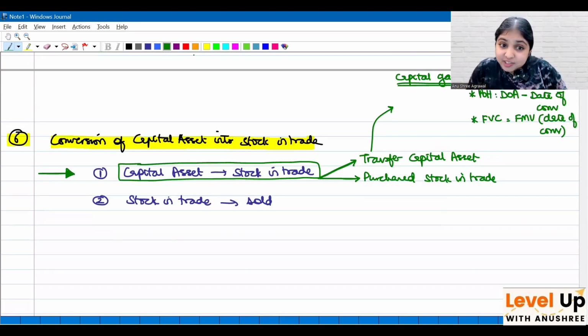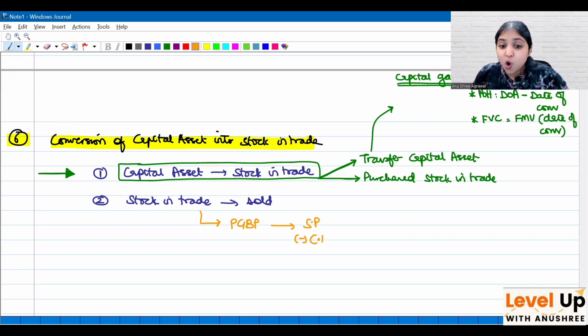When you purchase stock in trade, will any head of income be affected? No. But when you sell the stock in trade, now PGBP will come into the picture. When you sell the stock in trade, PGBP will come into the picture. So selling price will be whatever is your actual selling price, you consider that.